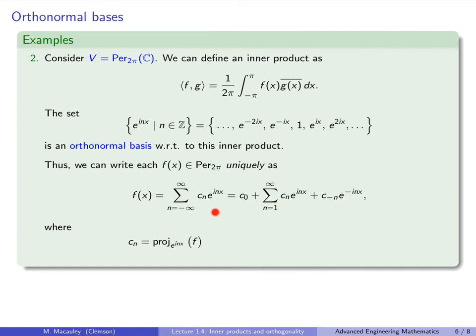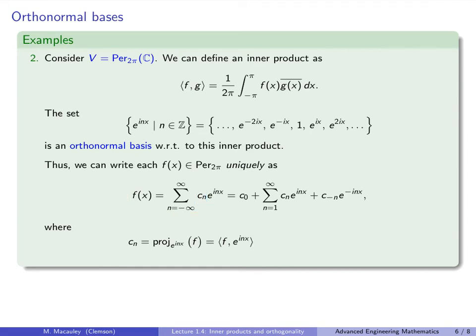Some people prefer this because it's nice and concise, and others prefer this because it only goes in one direction. Either way, not only do we have the fact that such a function can be written very nicely like this uniquely, but we amazingly have a formula for the coefficients. We know how to do this as well. That c_n is just a projection of the function f onto that corresponding basis vector. Now what's the projection? Remember, it's with respect to this inner product.